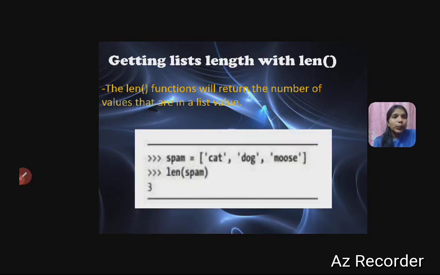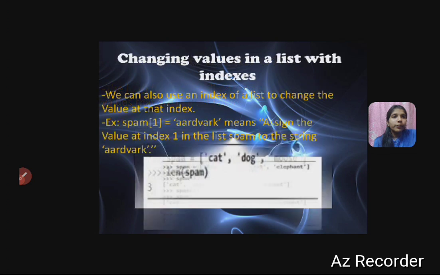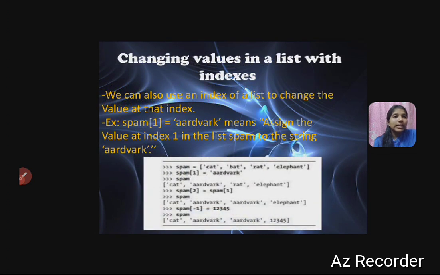Getting list length with len. The len function will return the number of values that are in a list value. Changing values in a list with indexes. We can also use an index of a list to change the value at that index. spam[1] = 'aardvark' means assigning the value at index 1 in the list spam to the string aardvark.